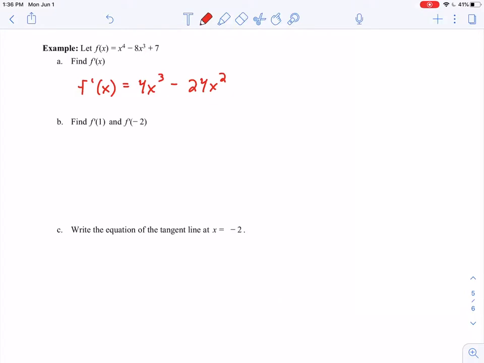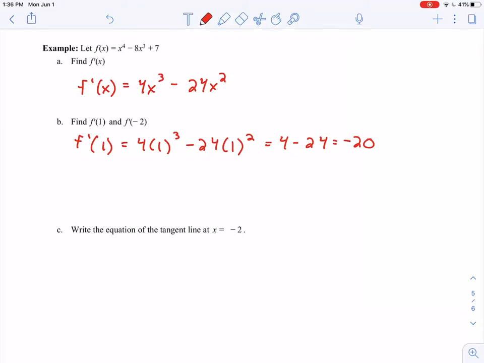Part B says, now that you have the derivative, find f prime of 1 and f prime of negative 2. So here, f prime of 1, I'm going to plug that into my derivative. I've got 4 times 1 to the 3rd power minus 24 times 1 squared, which is 4 minus 24. I should have negative 20. In this case, I don't have a unit, so we'll just leave our answer as negative 20.